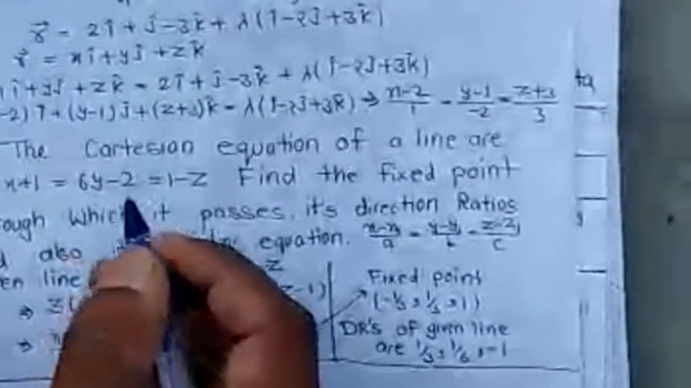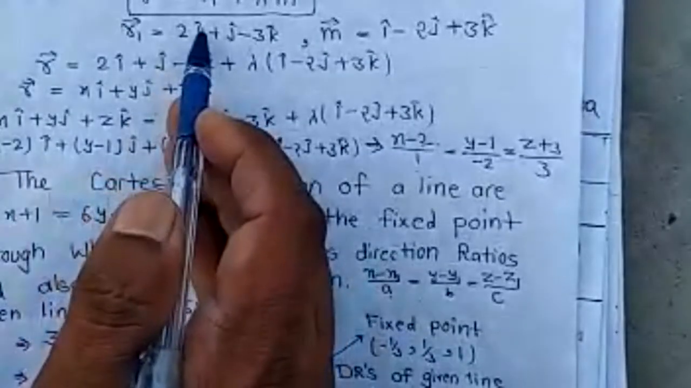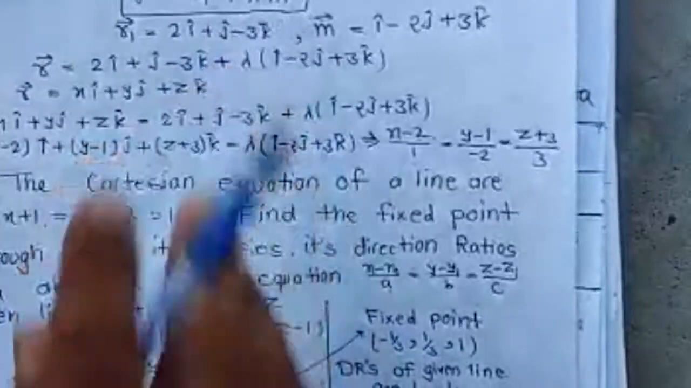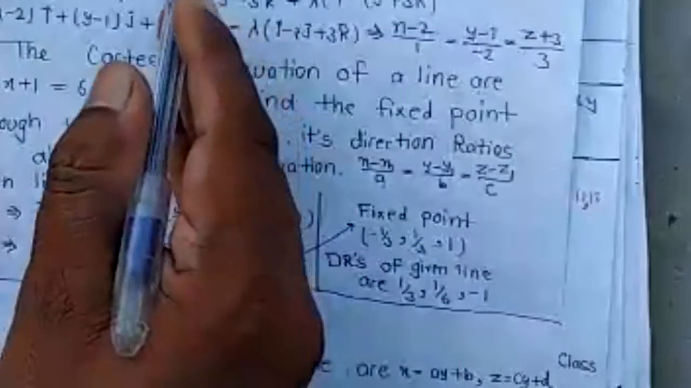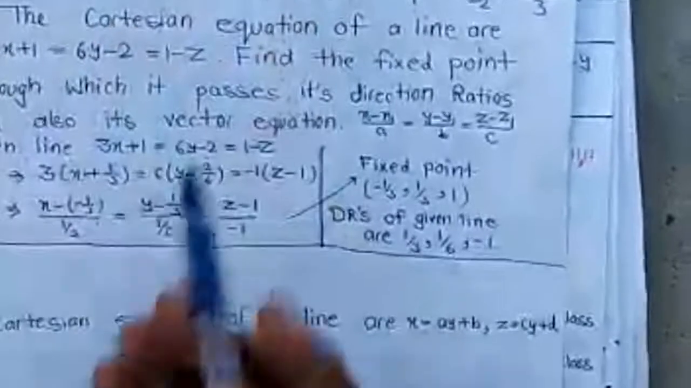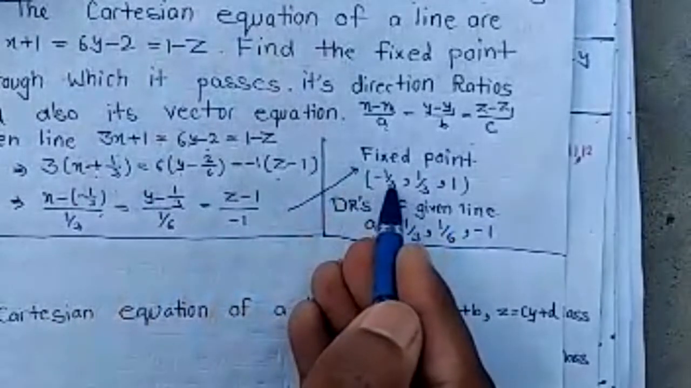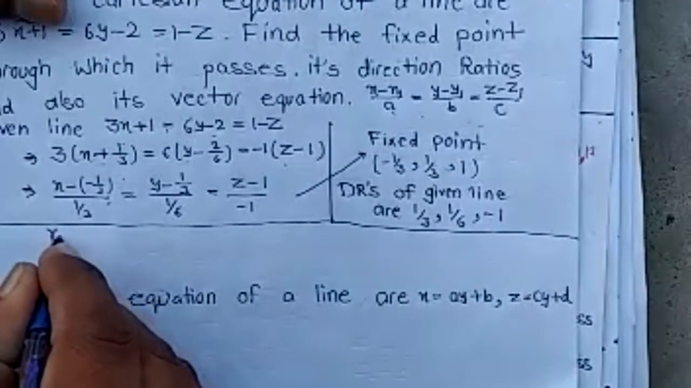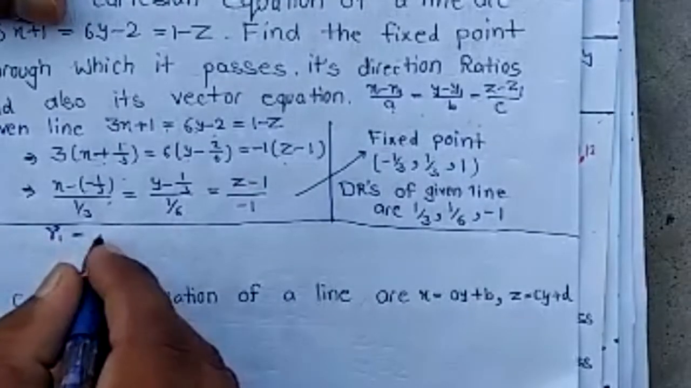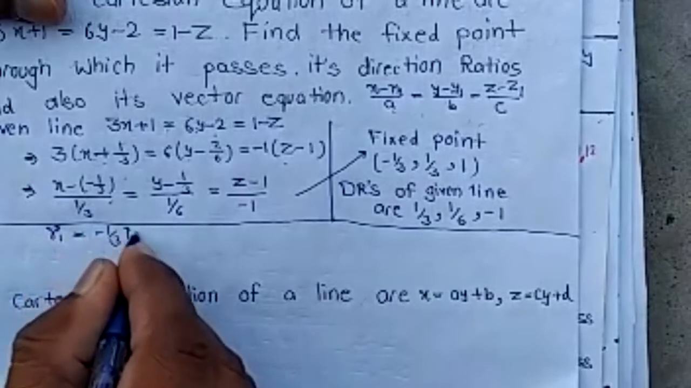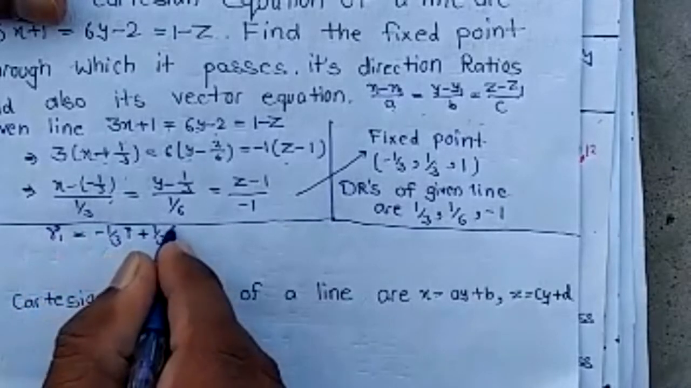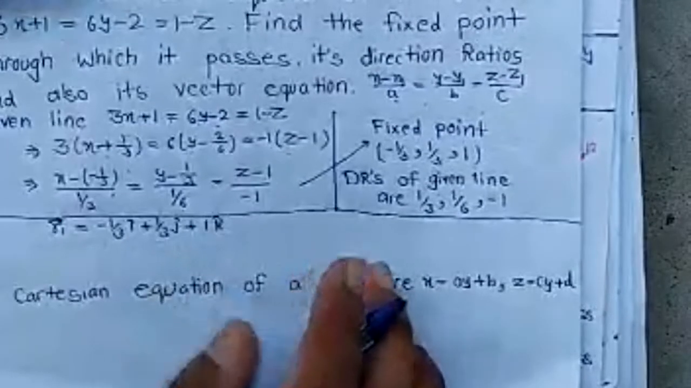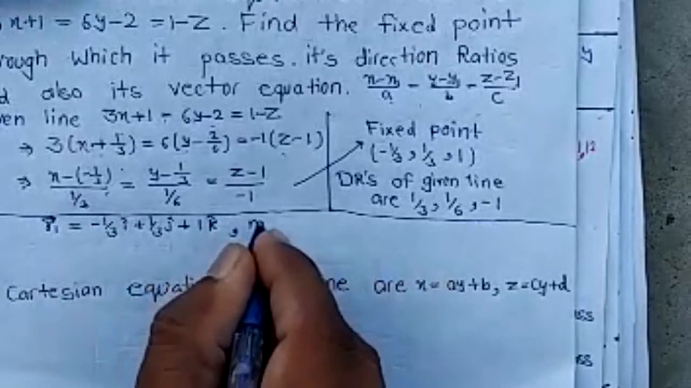In vector form, the equation of a line is given by r vector equal to r1 plus lambda m. Here r1 is the fixed point through which this line passes. Means this line passes through minus 1 by 3, 1 by 3 and 1. Then r1 vector is minus 1 by 3 i cap plus 1 by 3 j cap plus 1 k cap. It is the r1 vector. And now the value of the m vector.